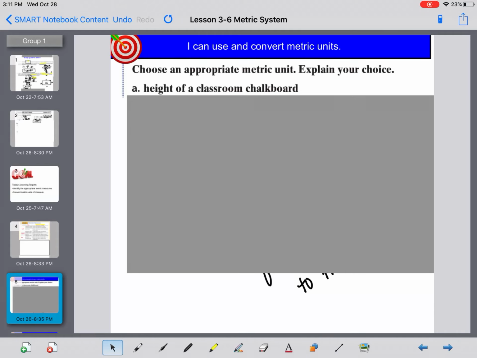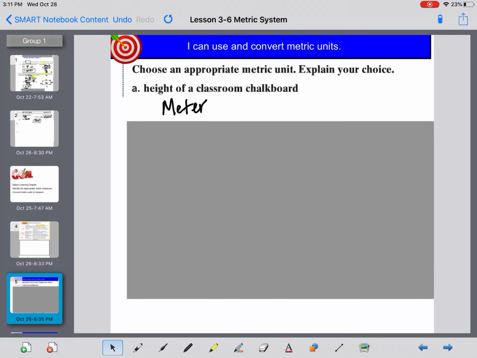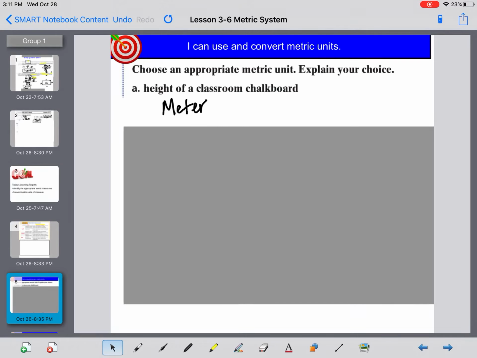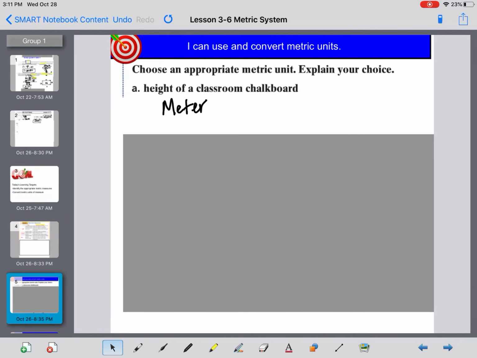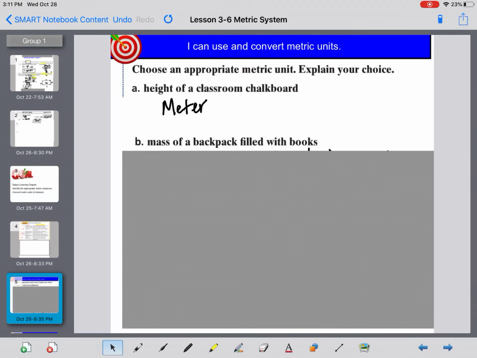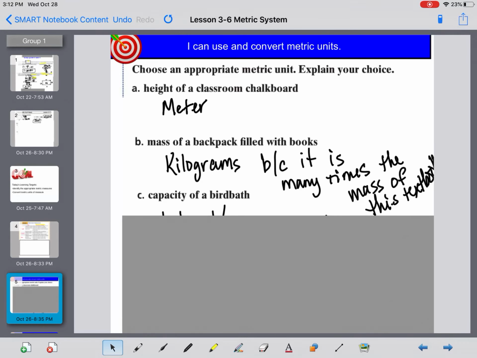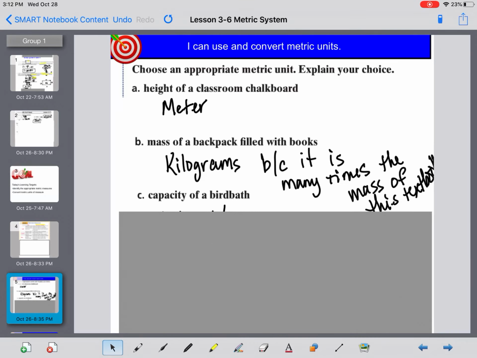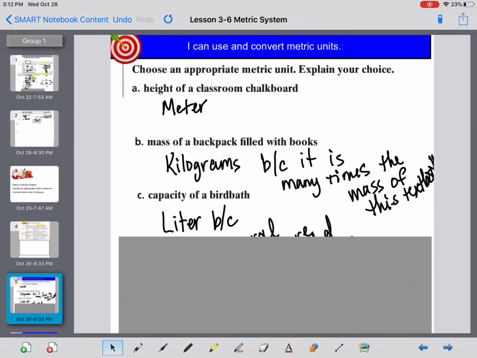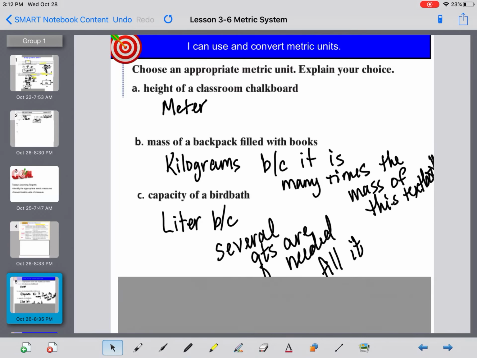Because the height of a chalkboard is about two distances from the floor to the doorknob, I'm going to say a meter is the best because it is about 2 distances from the floor to the doorknob. The mass of a backpack filled with books, I would say, would best be measured with kilograms because it is many times the mass of this textbook. The capacity of a bird bath, the amount of water that a bird bath holds, can best be measured in liters because it is several quarts that are needed to fill the bird bath full of water.